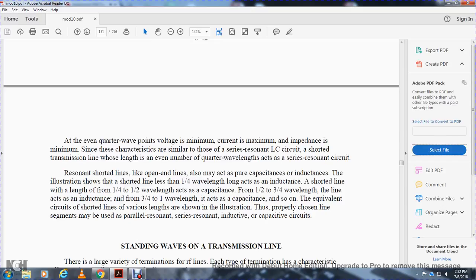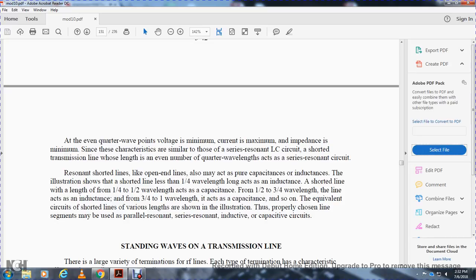At quarter wavelength points, the voltage is minimum, the current is maximum, and the impedance is minimum, since the conditions are similar to the inductive capacitive circuit. A shorted transmission line whose length is an even number of quarter wavelengths acts as a series resonant circuit. The nonresonant shorted lines, like open lines, may also act as pure capacitance and inductance.